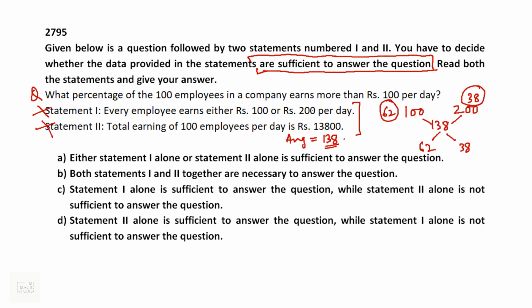We can answer what percentage of 100 employees in a company earns more than rupees 100 per day. Answer would be 38%. They are not looking for the answer, but yes, if we combine both the statements, we are in the position to find the answer. So I'll select B, which says both statements 1 and 2 together are necessary to answer this question.